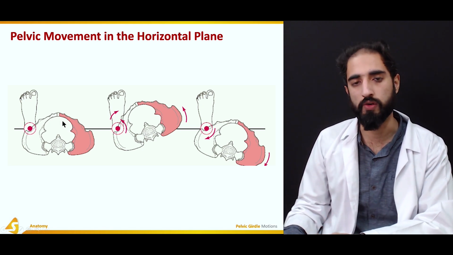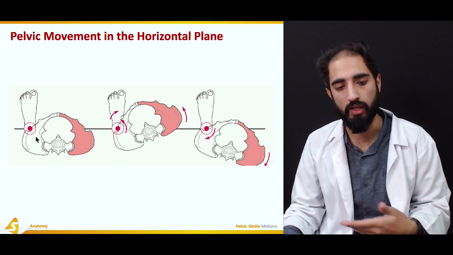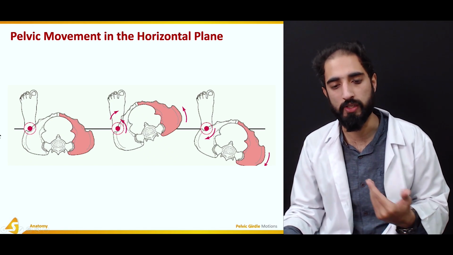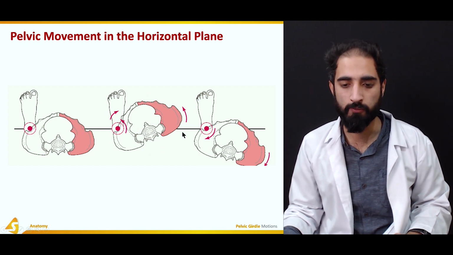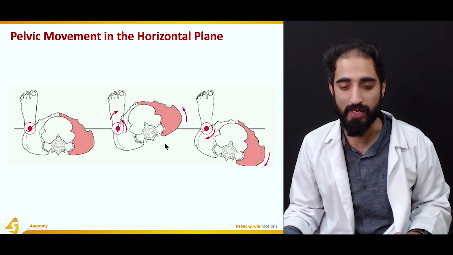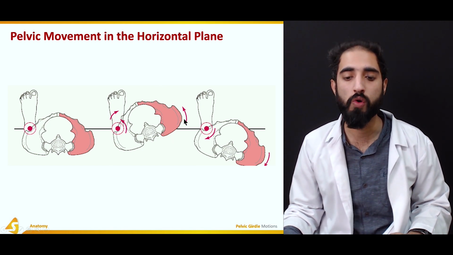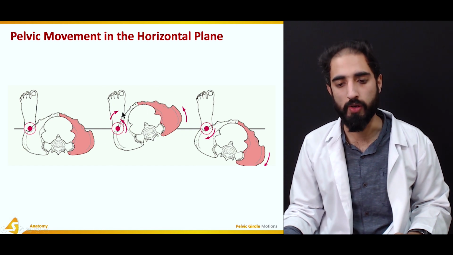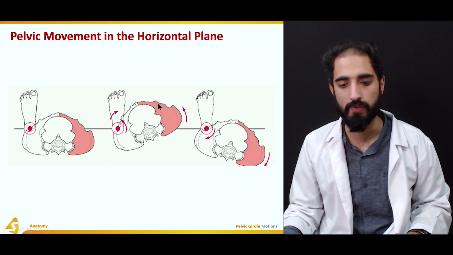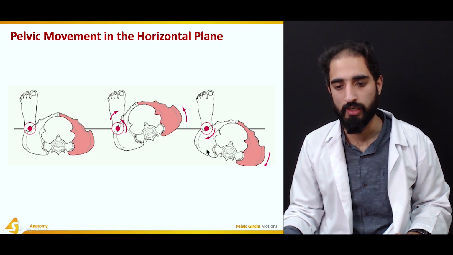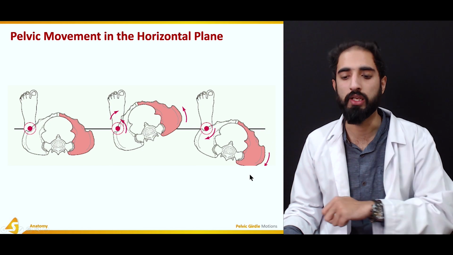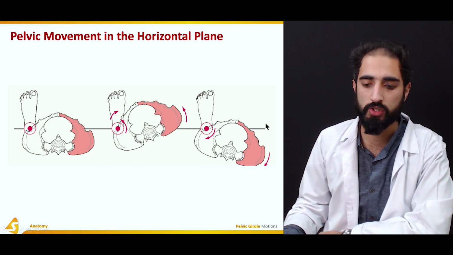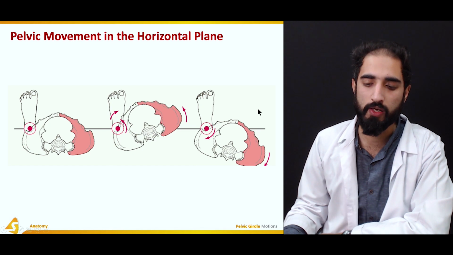We can see that both ASIS are at the same level, or any structure that we're trying to observe would be at the same level. In this picture, if this is the right side, it is moving anteriorly, so we can say the pelvis is rotating towards the left side, because the right side is moving anteriorly. Similarly, in this picture, there is posterior rotation of the right side of the pelvis.